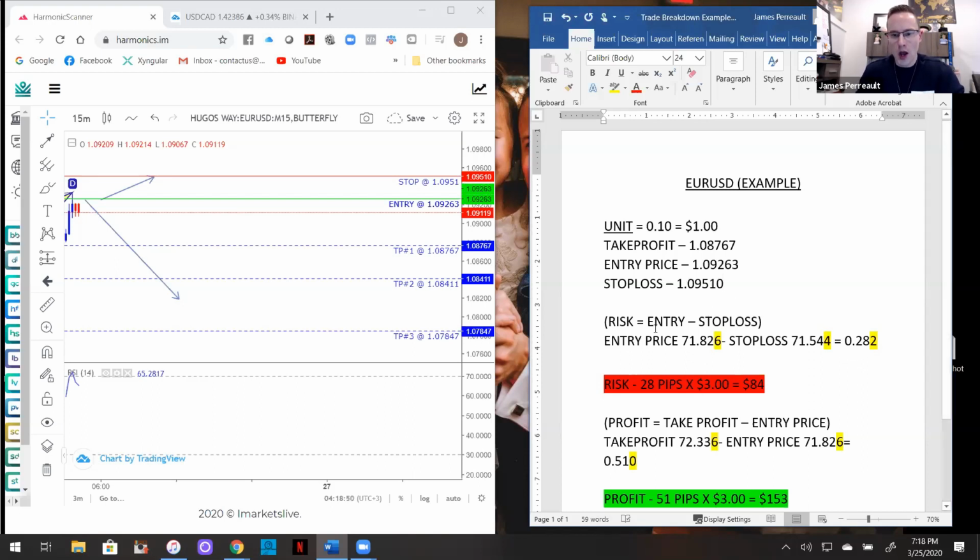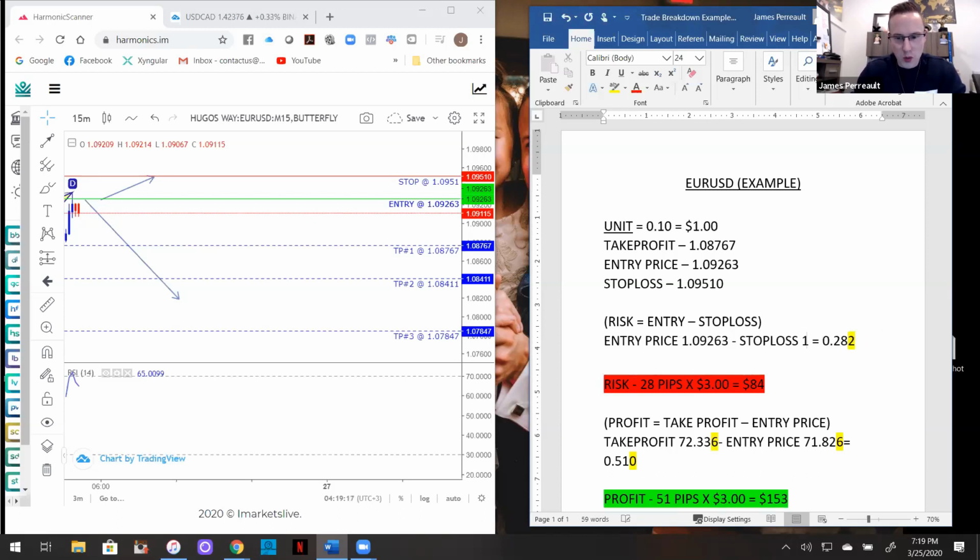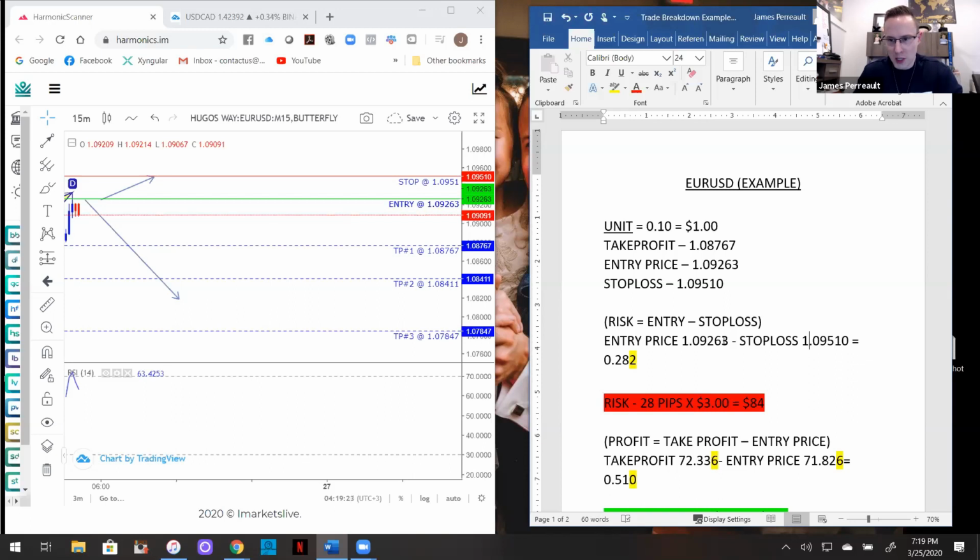So how do we determine what our risk is, right? Remember how I did that quick little math to measure it, but you can break it down here. You don't need it on the chart. So our risk is essentially our entry minus our stop loss. Very quick, easy math, right? So our entry is 1.09263 minus our stop loss, which is 1.09510. Okay. Now the quick math between that is what?